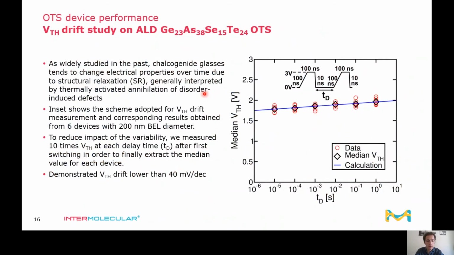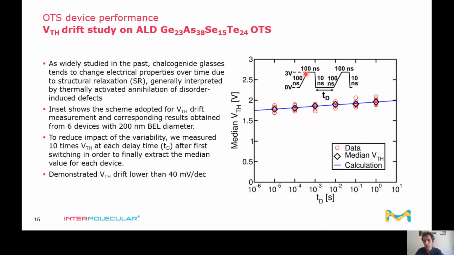The threshold drift is very, very common for chalcogenide glasses, because chalcogenide glasses tend to change electrical properties over time due to structural relaxation. And we have seen that also for OTS in literature; it is something very common. So we studied the threshold drift also for our device.